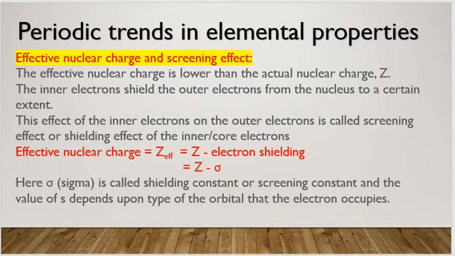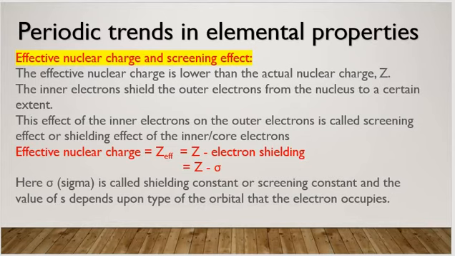As we move across the period, the actual nuclear charge increases by +1 and the valence shell remains the same. The newly added electron gets accommodated in the same shell. For example, if I am talking about the third period, sodium to argon, what will happen in this case? Sodium has electronic configuration 2, 8, 1, then magnesium has 2, 8, 2, aluminium has 2, 8, 3. So gradually, as I am moving from left to right across the period, the electron is being added into the third shell, or I can say in the same shell.